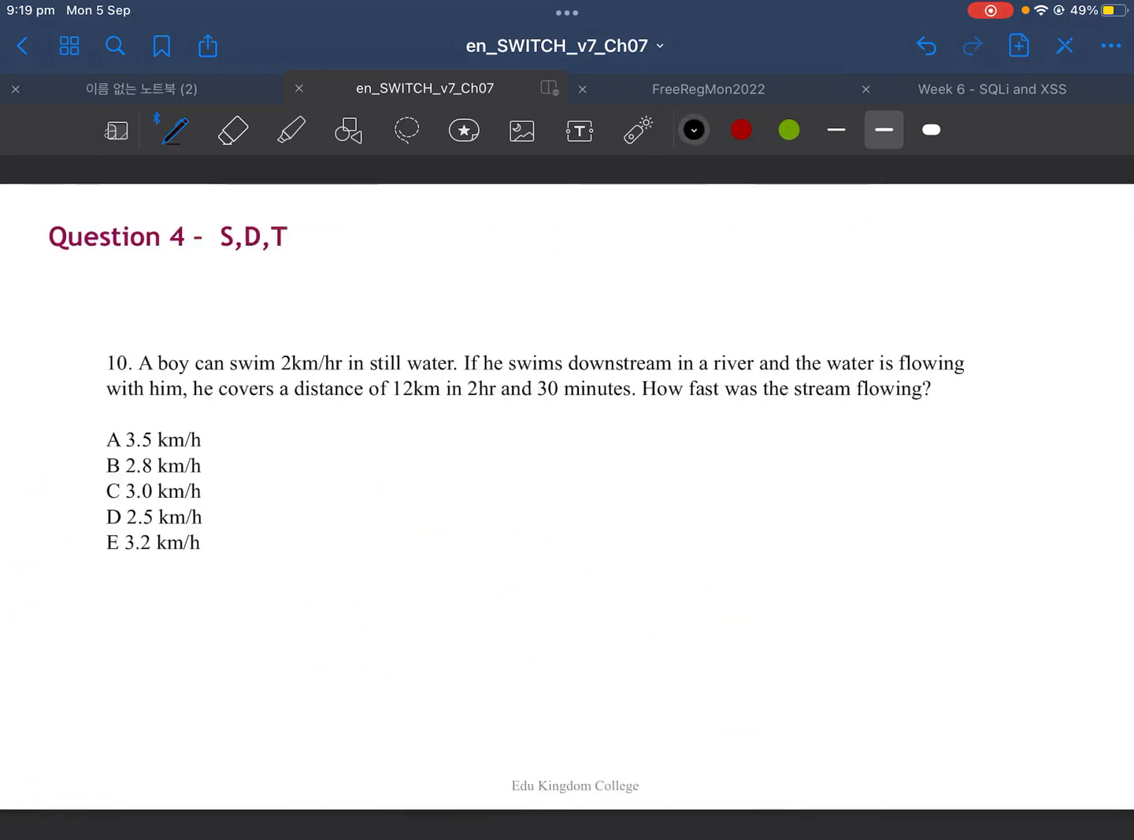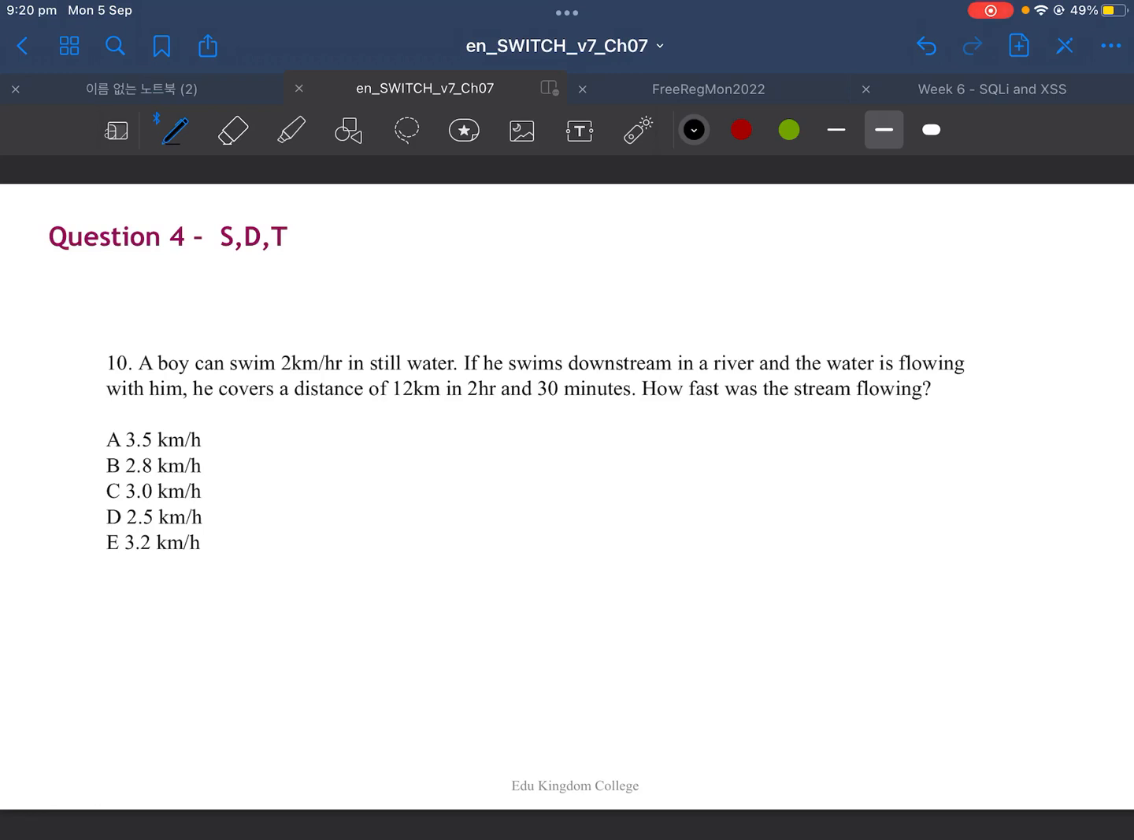Final question. Let's have a look at this one. A boy can swim 2 kilometers per hour in still water. If he swims downstream in a river and the river is flowing with him, he covers a distance of 12 kilometers in 2 hours and 30 minutes. How fast was the stream flowing?